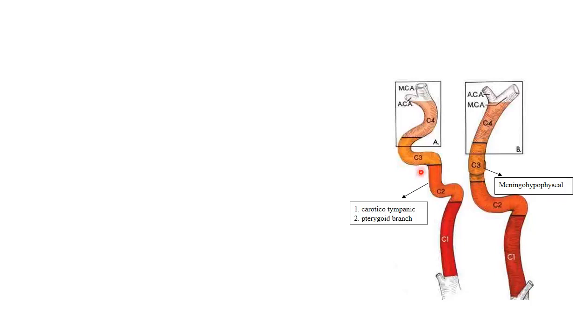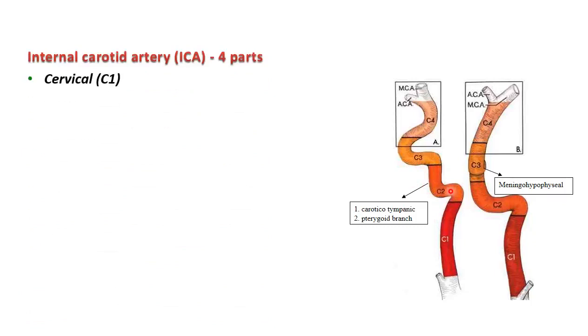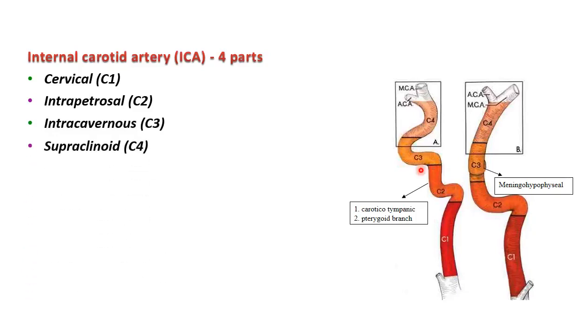This part is called the intrapetrous or petrous part. The third part is the cavernous part, labeled C3, which you are able to see here. The fourth part is the cerebral or supraclinoid part.